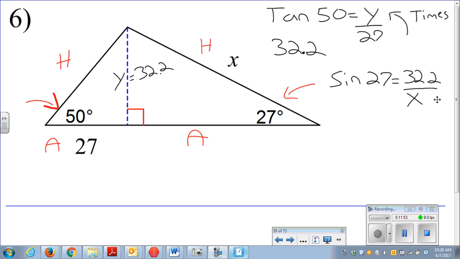Step 3, decide to multiply or divide. With my x in the denominator, this time I'm going to divide. So I'm going to divide 32.2 by sine of 27. And when I do that, I get my answer, which is 70.9. So the length of this line is 32.2, and the length of this line here is 70.9. Now take a look at a couple more of these multi-step problems like this.